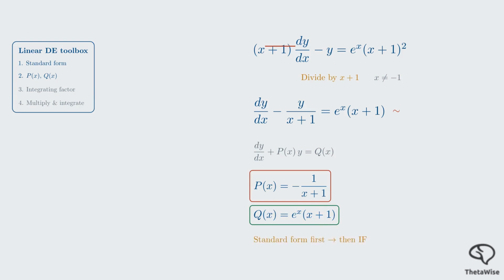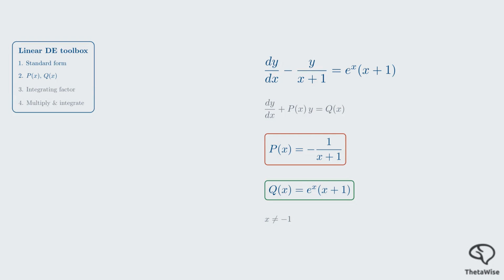Do not calculate the integrating factor before the equation is in standard form, because the coefficient multiplying y is what determines p. Also notice that q is not e to the x times x plus 1 squared anymore. One factor of x plus 1 disappeared when we divided the original equation. We now have the two ingredients needed for the integrating factor. p equals -1 over x plus 1, and q equals e to the x times x plus 1.